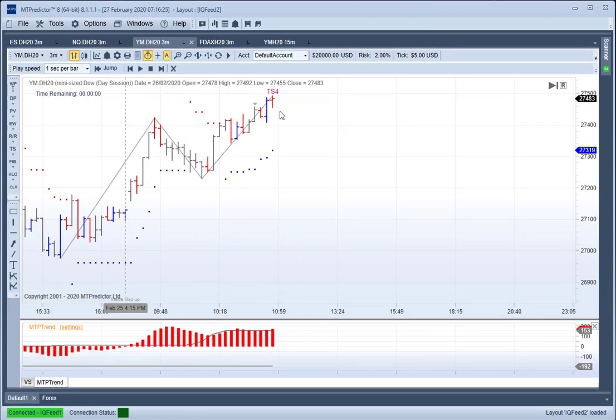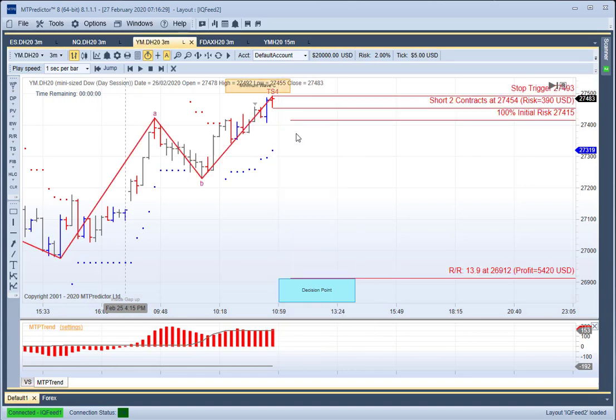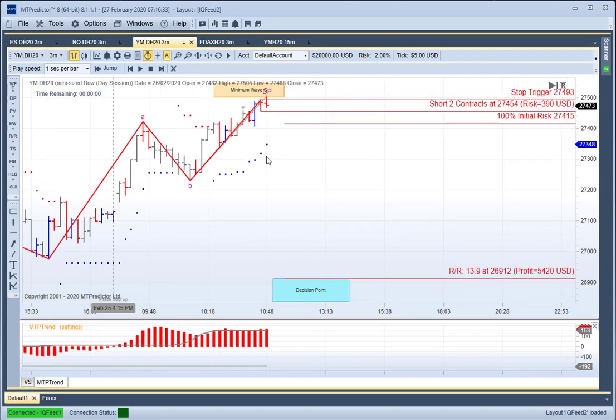Let's go forward a bit. Here we had a TS4 sell setup come in. We right mouse click, do exactly the same as before. Let's see what happened on this trade. We then go forward, and you can see actually here the trade wasn't filled. So it didn't go below the entry level. It went past the stop level to start with, therefore invalidating it. Therefore it was no trade.